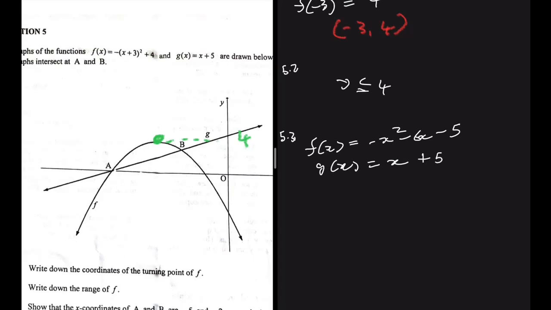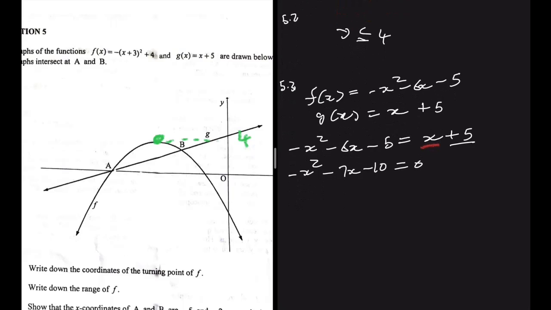So if we equate those two, we're gonna get -x squared minus 6x minus 5 is equals to x plus 5. Right, so we're gonna have -x squared. We take x to the left hand side, we're gonna get -7x, and then -5 minus 5 is gonna be -10, right? So we're gonna have -x squared minus 7x minus 10 is equals to 0, right? Just one mistake and you're gone, right? So I have -x squared here, which is confusing me a bit.